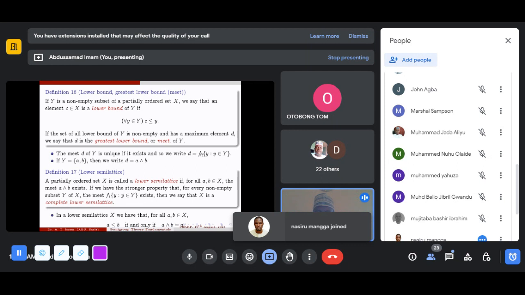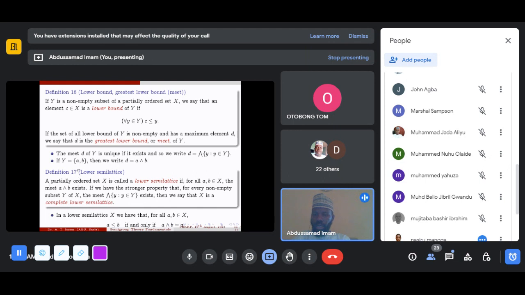Otherwise, if one writes this wedge, I think this is called the wedge of y, such that y is in Y, and the meet is not unique, you will be confused about which meet you are referring to. But since the meet is unique, we can write it in terms of Y, and therefore the notation is justified. For example, if Y consists of just two elements A and B, then we can write the meet of A and B to be equal to A wedge B. And so this is actually the notation.